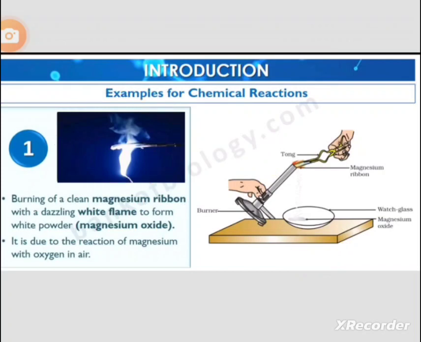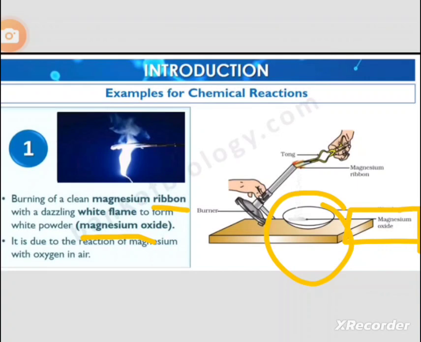Burning of the clean magnesium ribbon with the dazzling white flame forms a white powder of magnesium oxide. So my first question is: what is this white product formed? It is called magnesium oxide. So after burning of the magnesium ribbon, there is a formation of white color ash that is called magnesium oxide.